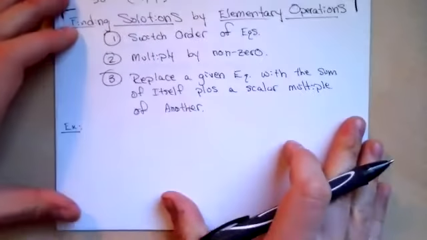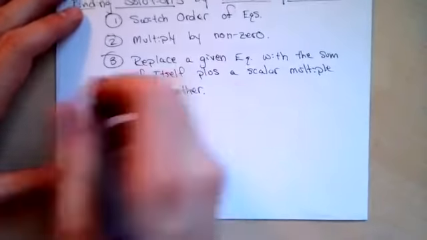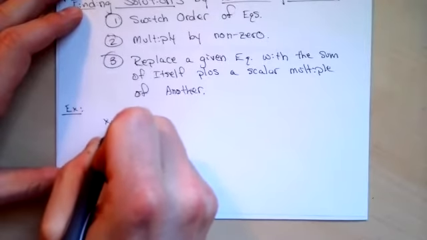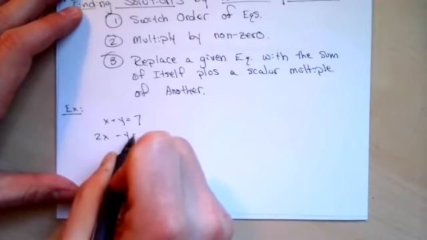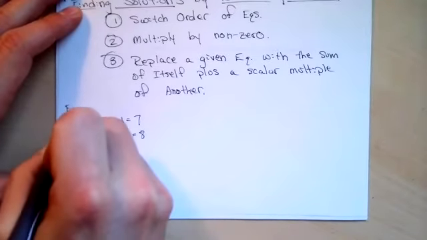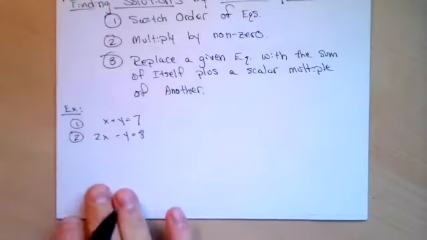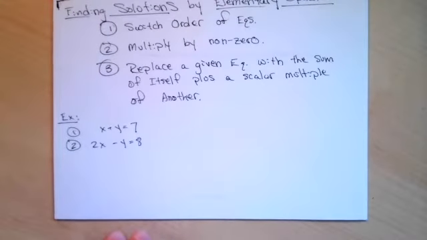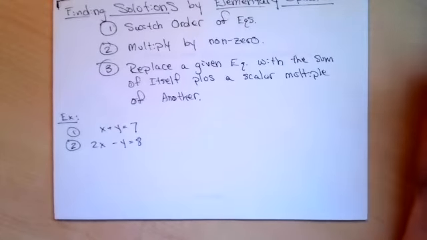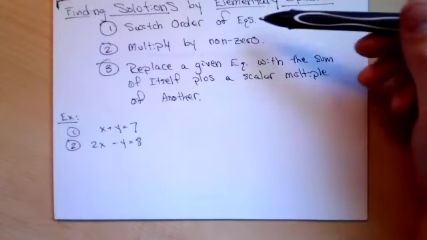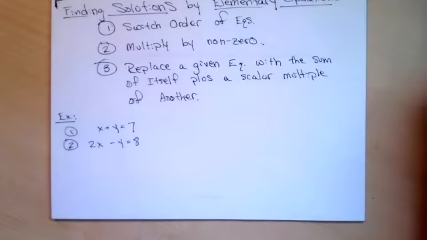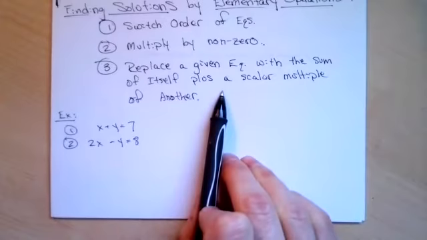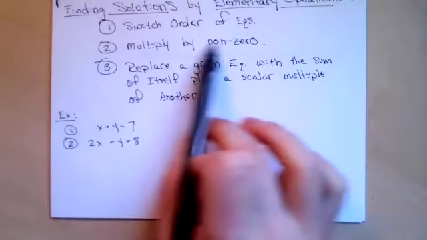So for example, I think we'll have enough space. Let's see. Let's try to fit it in here. I've got x plus y equals 7 and 2x minus y equals 8. So I'll try to label the equations at the moment just so we can write out the steps and you guys can follow that a little more easily. Now we can always switch the order, multiply by a non-zero if we want to, or replace a given equation with the sum of itself plus a scalar multiple of another. We're going to take advantage of this third one quite a bit.